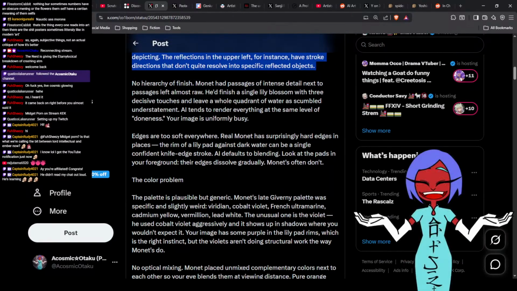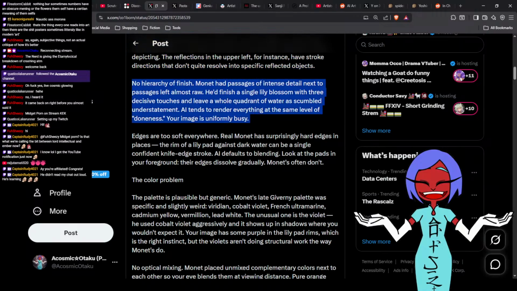So, no hierarchy of finish. Monet had passages of intense detail next to passages left almost raw. He'd finish a single lily blossom with 3 decisive touches and leave the whole quadrant of water as scumbled understatement. AI tends to render everything at the same level of doneness. Your image is uniformly busy.